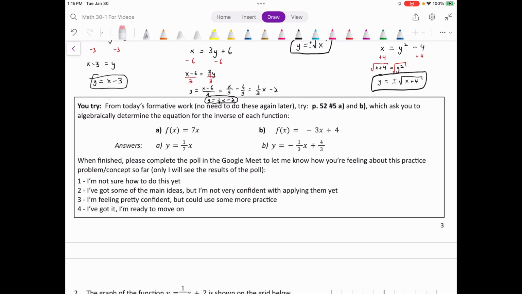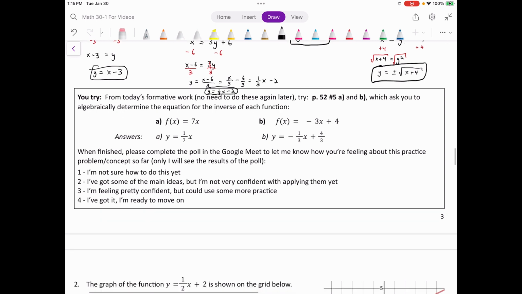And if you're feeling like you need a little more practice with that before you move on, you can try some of the surrounding questions that are similar. And then we will move on.